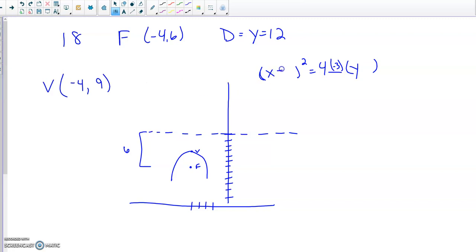So when I plug it in here, remember we go and change the signs. Okay, and that's all you need to know for your test 8.